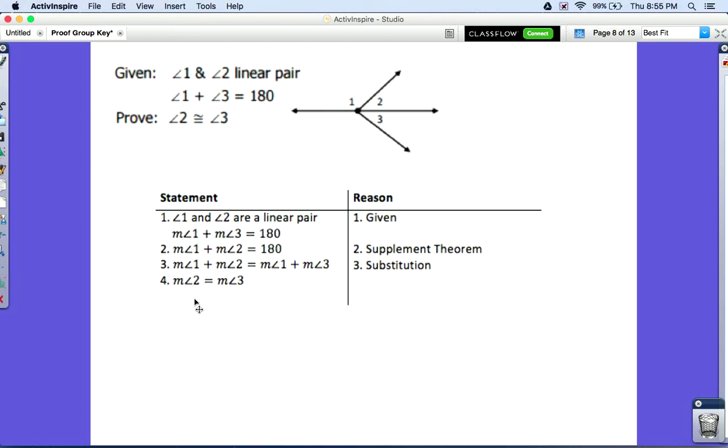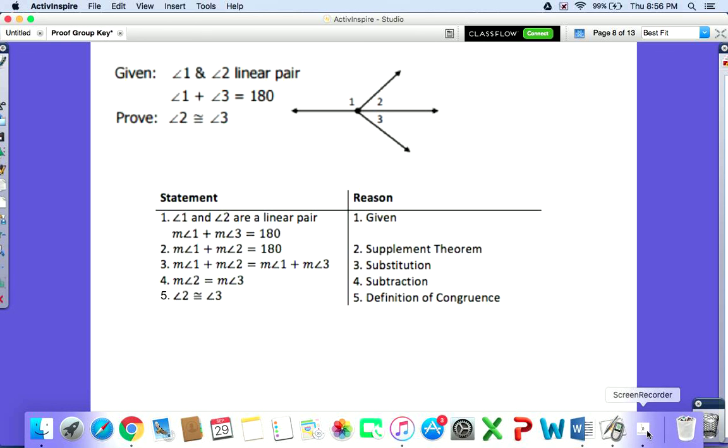So I can just subtract the measure of angle 1 from both sides, and by subtraction I'm left with the measure of angle 2 equals the measure of angle 3. But I don't want the measure of angle 2 equaling the measure of angle 3. I want 2 to be congruent to 3. So I now have to say that angle 2 is congruent to angle 3 by the definition of congruence, because anytime I go from equality to congruence, or from congruence to equality, I use the definition of congruence.